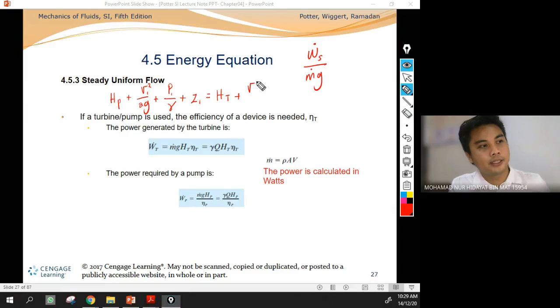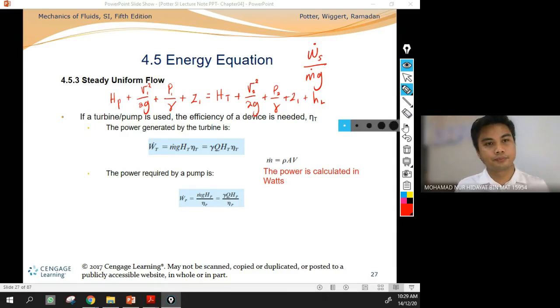Plus V2 squared over 2G plus P2 plus Z1 plus head loss, right?